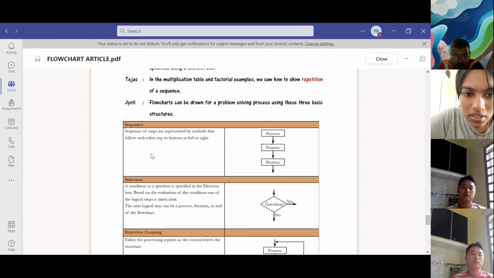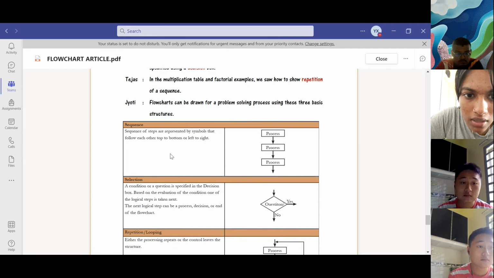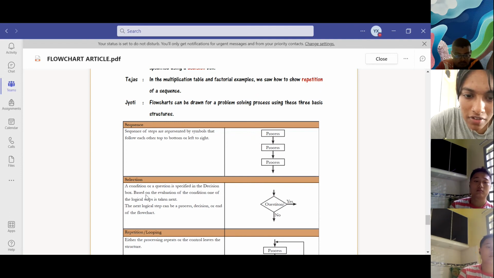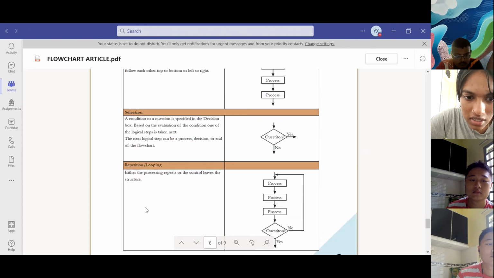The first one is sequence. Sequence of steps are represented by symbols that follow each other top to bottom or left to right. And next is selection. A condition or a question is specified in the decision box. Based on the evaluation of the condition, one of the logical steps is taken next. The next logical step can be a process, decision, or end of the flowchart.